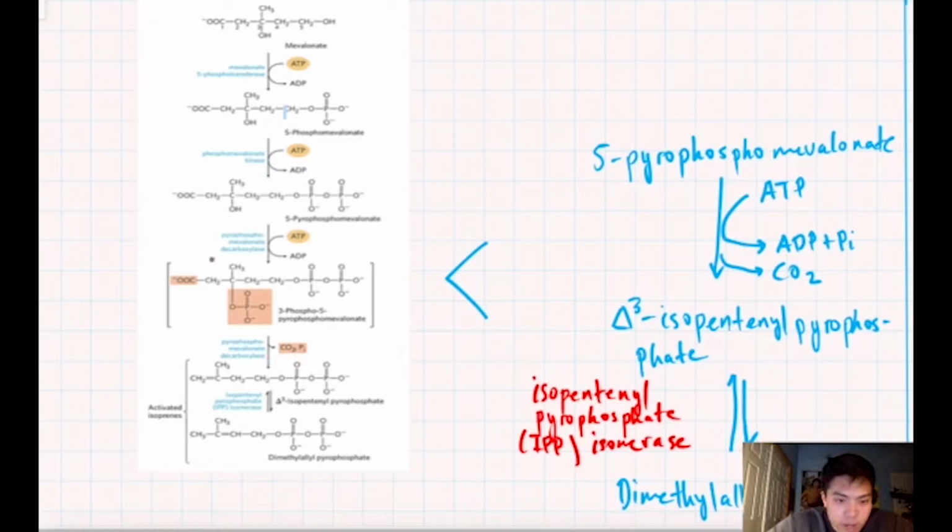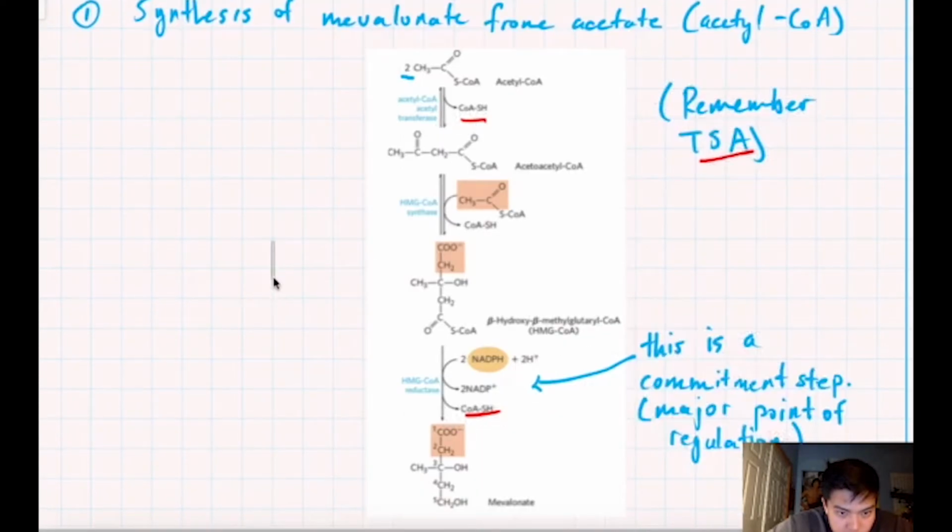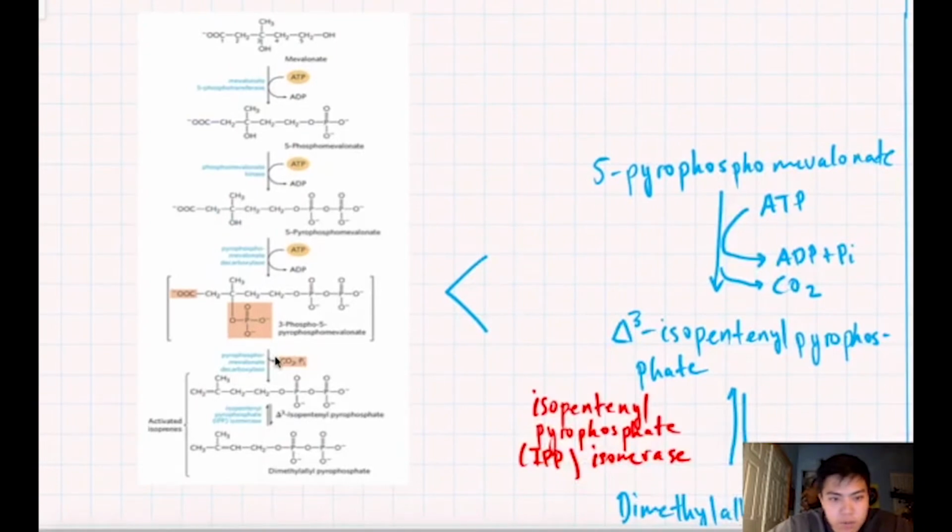So what happens here, this is an intermediate right here. So from this arrow to this arrow, that's actually one step. This is just an intermediate, or not an intermediate. What are these called? The things that don't last.